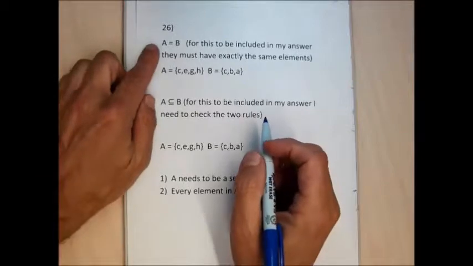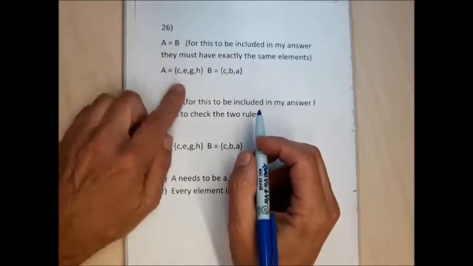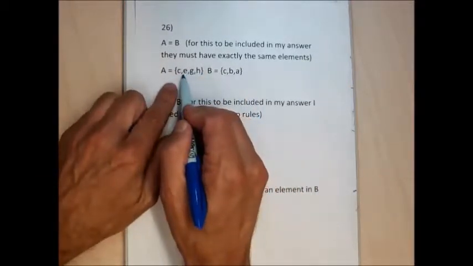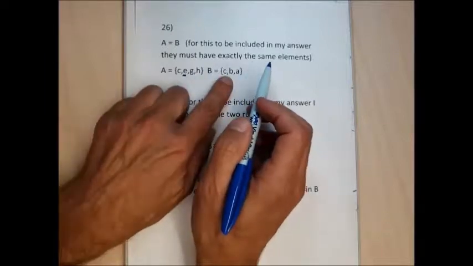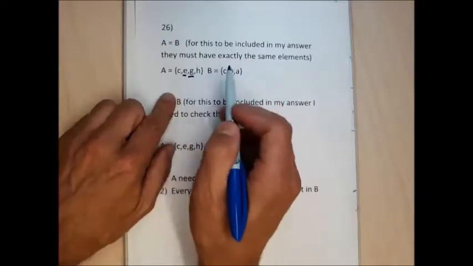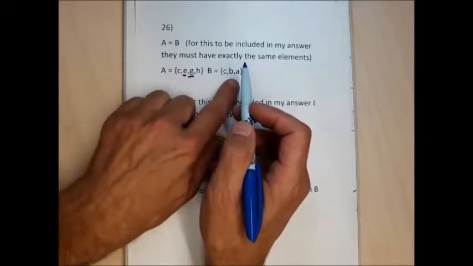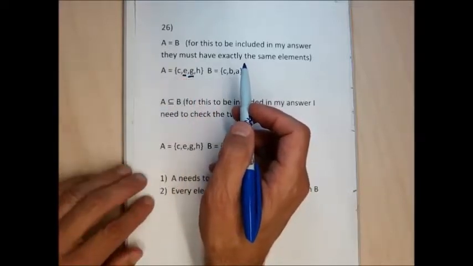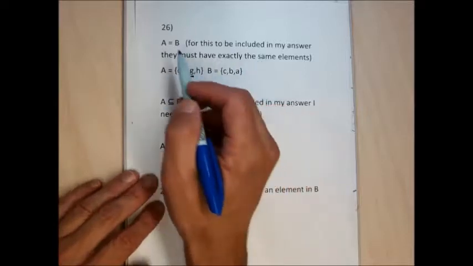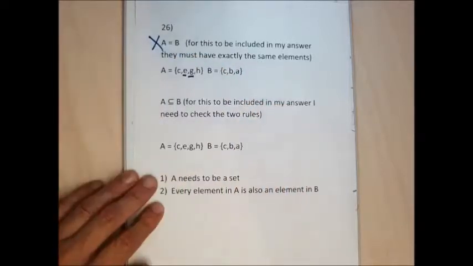First symbol I need to check is if A is equal to B. They're clearly not equal. A has the letter E in it that B doesn't. It has the letter G in it that B doesn't. They have to have exactly the same elements, and they don't. They don't even have the same number of elements, so that one's no good.